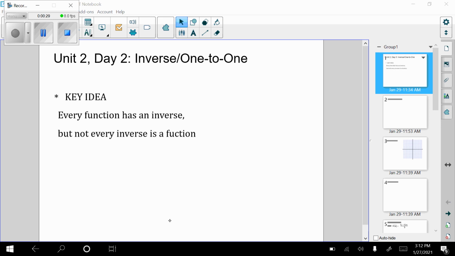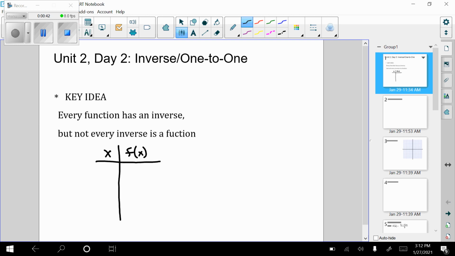So for example, if I was to give you x and f of x, if I was to give you 1, 2, 3, 4, and 5, 6, 5, 6. Okay, so this would be that every function has an inverse, because my original f of x is a function because each x is only paired with one y value.